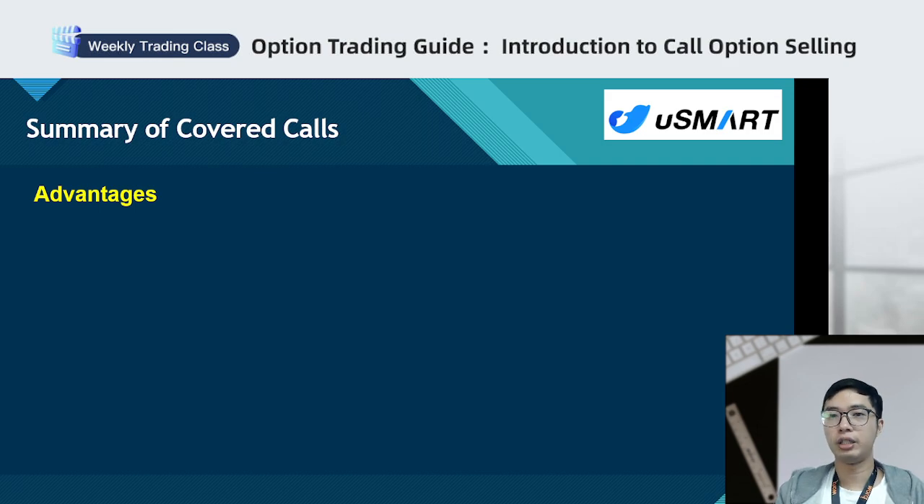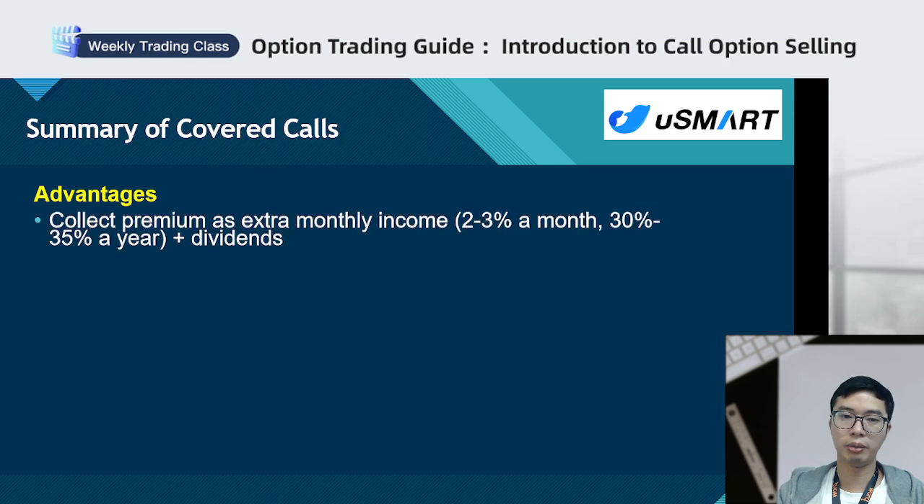So today I shared about the advantages and the risks of covered calls. And for advantages, this is just a summary. We can keep collecting our premium as extra income, maybe 2 to 3% per month. It's equivalent to 30% to 35% a year.